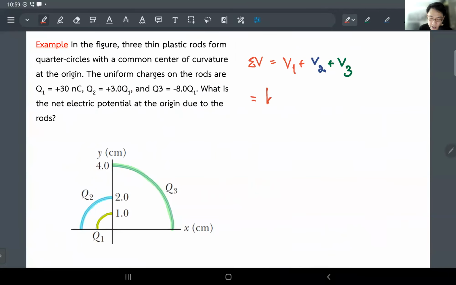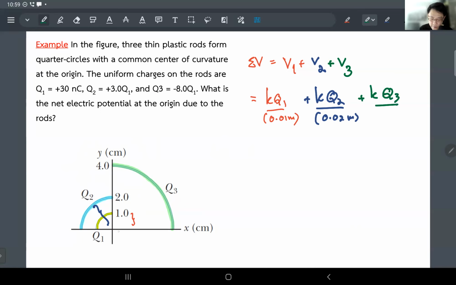So it's going to be KQ1 over 1 centimeter, so let me put 0.01 meter there, followed by KQ2 over the radius of the second one, that's 0.02 meter, plus KQ3 divided by the radius over here, which is 4 centimeter, 0.04 meter. And that's it, guys. You are pretty much done. Is that too easy?